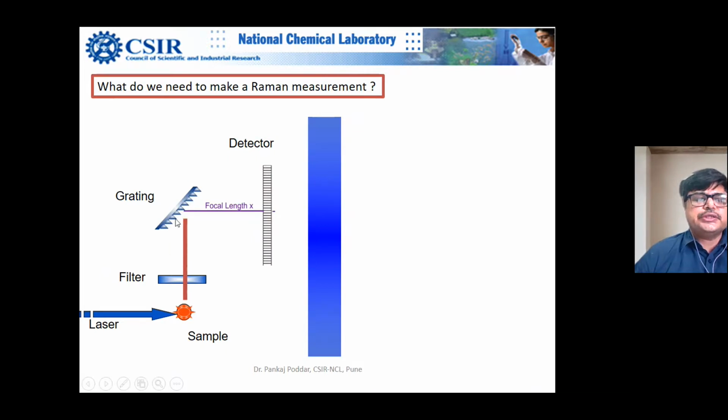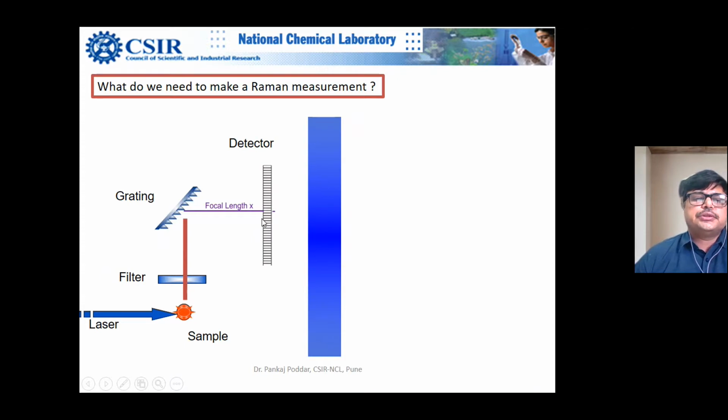Finally, we have a grating. There is actually a turret. The turret basically rotates, and it aligns the desired grating depending upon what kind of spectral resolution you are looking for. So the grating actually decides your spectral resolution, how many lines per millimeter. Then inside the spectrometer, there is a certain focal length distance between detectors. This focal length is another very strong parameter which decides your spectral resolution. So a larger focal length is always desirable.